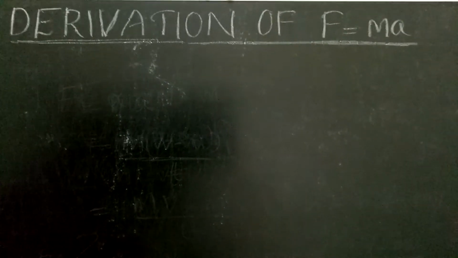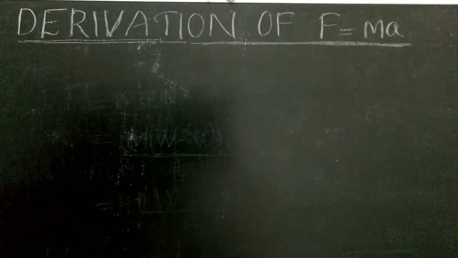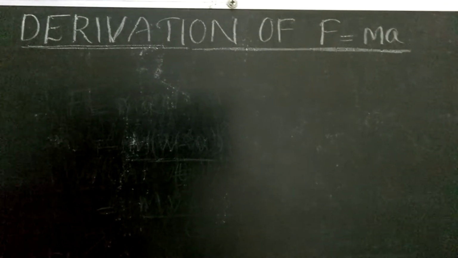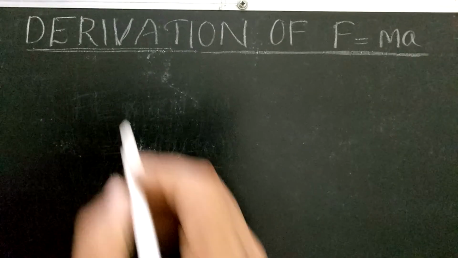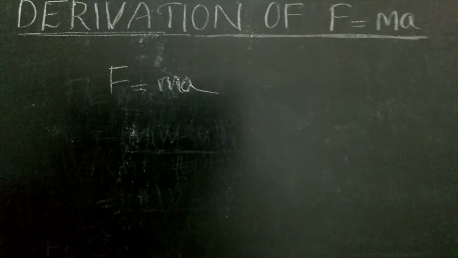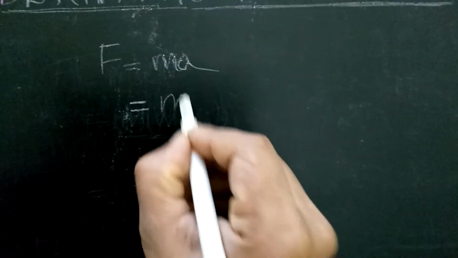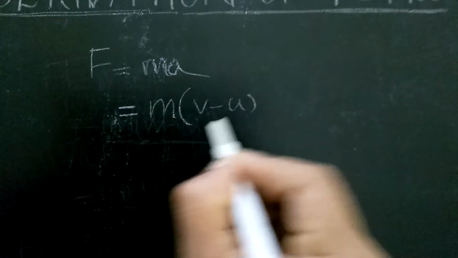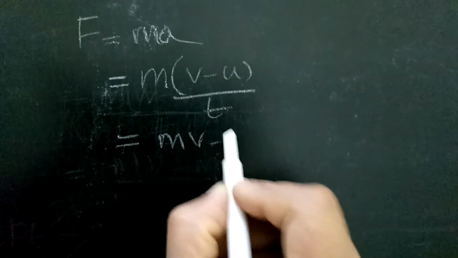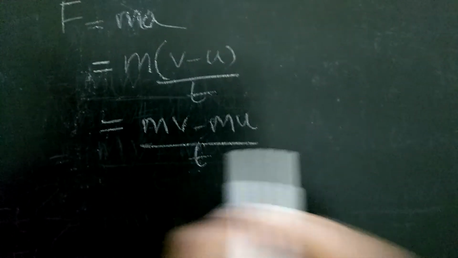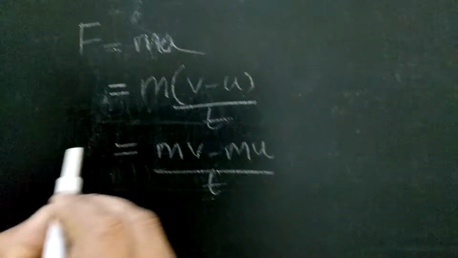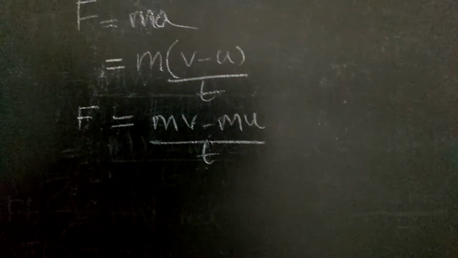Now, the first law of motion can be stated from the mathematical expression of the second law. You already know the mathematical expression for the second law is F equals ma. We derived that, isn't it? So we can write it as m into (v minus u) by t. Then that we can also write as (mv minus mu) by t. So here F is equal to (mv minus mu) by t.